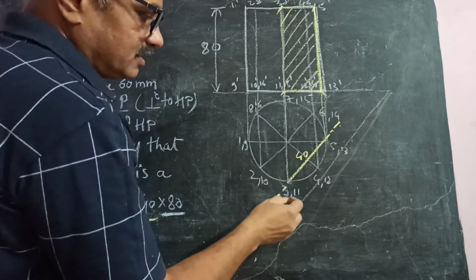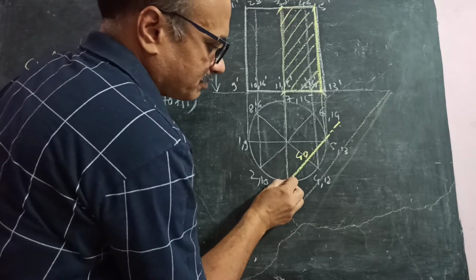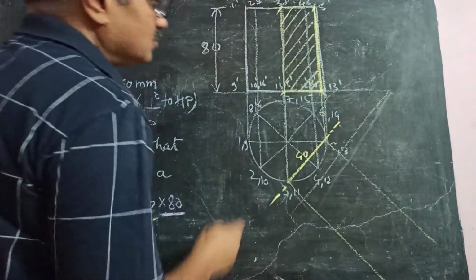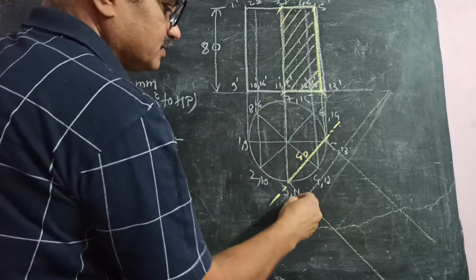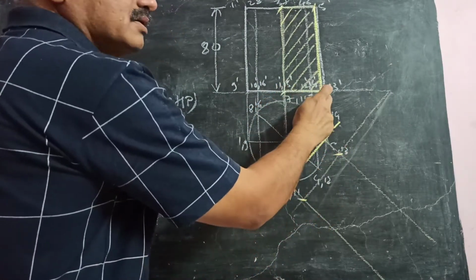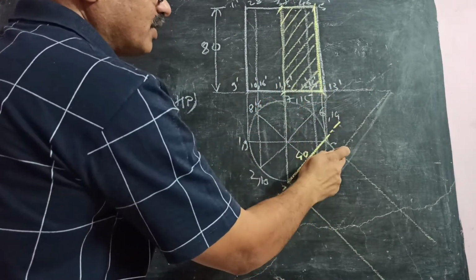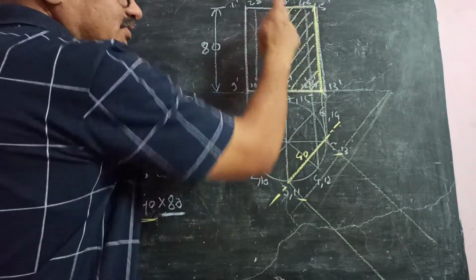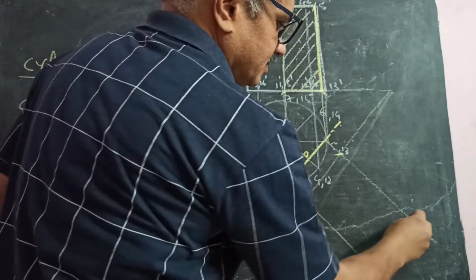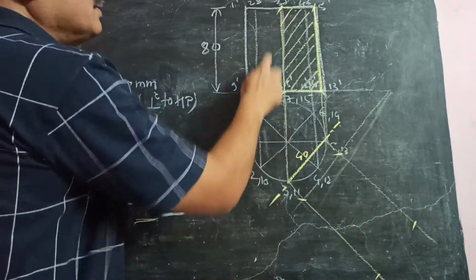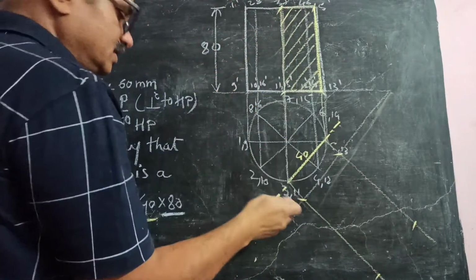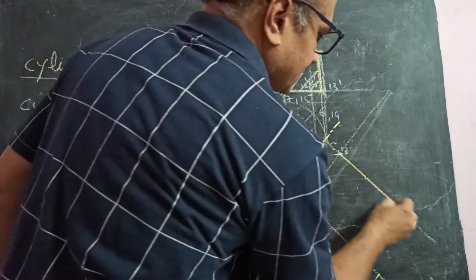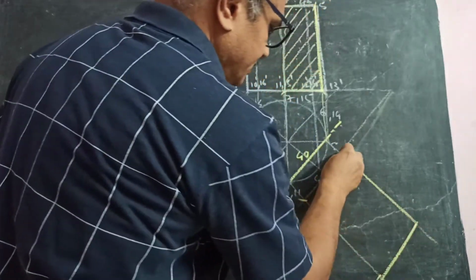To get the true shape, you can draw the perpendicular from here and from here. These two points are on the XY line. These two points are at 80 from here. We have taken it deliberately as 80 because the true shape of this section is 40 by 80. So mark this rectangle as 40 by 80.